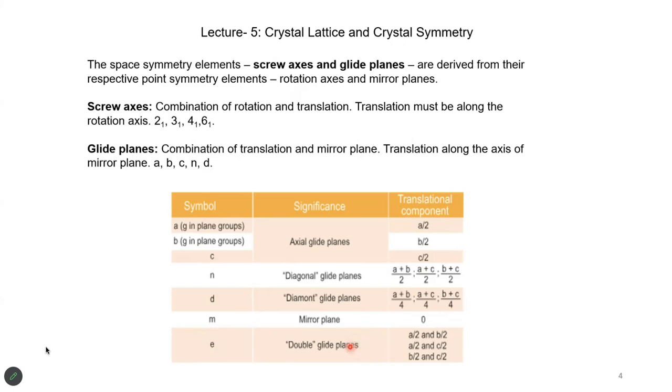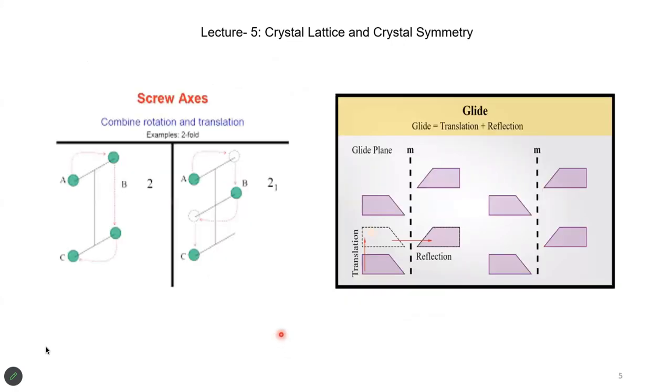This is a very special case, and this is discussed by special points in symmetry. Okay, we go to an example. This slide shows an example.